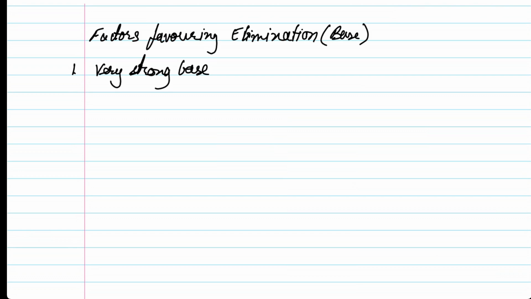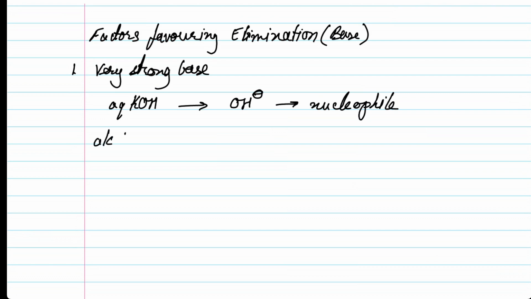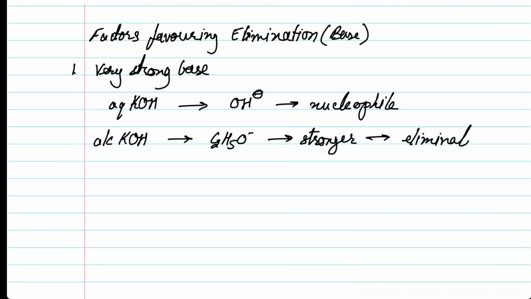A peculiar example of this sort is that if we have aqueous KOH, then the attacking species is OH minus. Here it will behave as a nucleophile and do the substitution reaction. On the other hand, if we have alcoholic potassium hydroxide, the attacking species turns out to be C2H5O minus, which is a much stronger base, and this will behave as a base and the reaction would be elimination. So, aqueous KOH substitution, alcoholic KOH elimination.